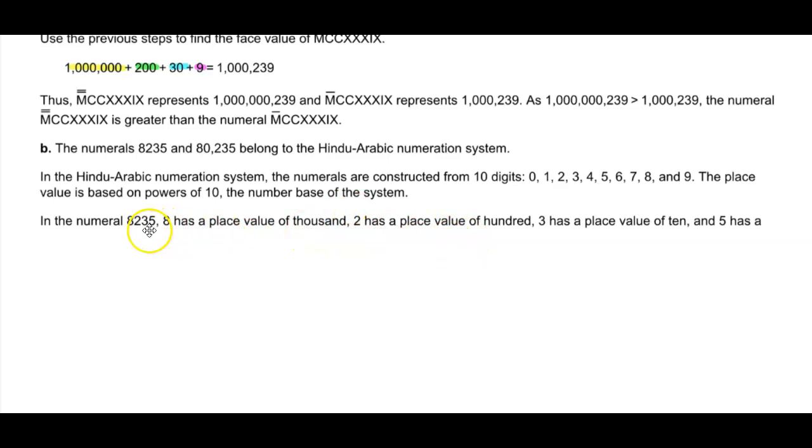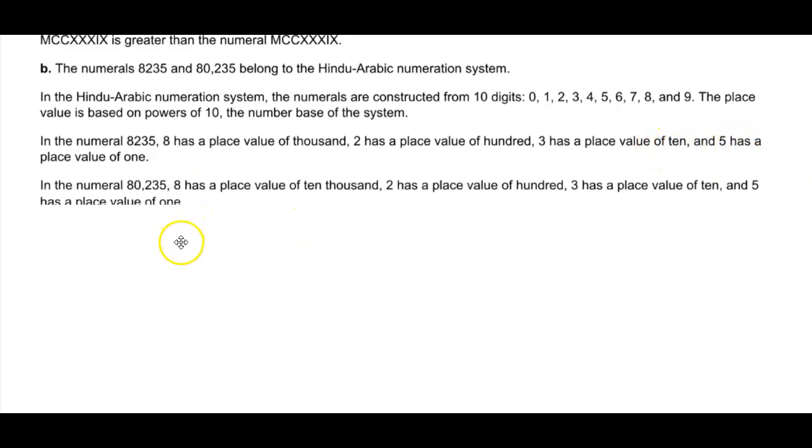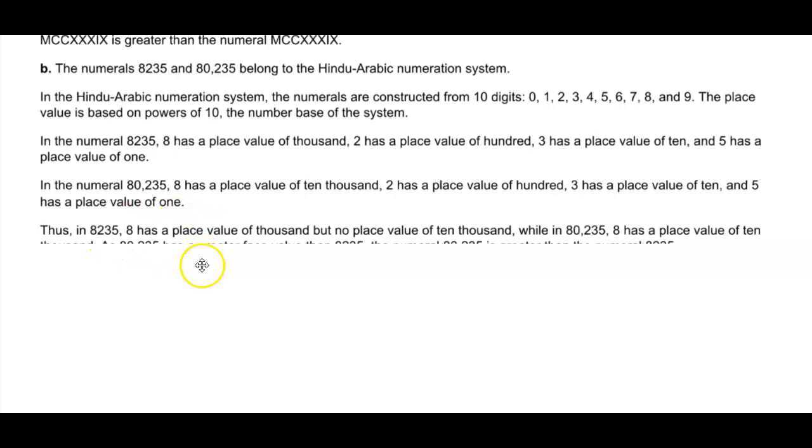2 has a place value of 100, 3 has a place value of 10, and 5 has a place value of 1. Now, in the numeral 80,235, 8 has a place value of 10,000, 2 has a place value of 100, 3 has a place value of 10, and 5 has a place value of 1.